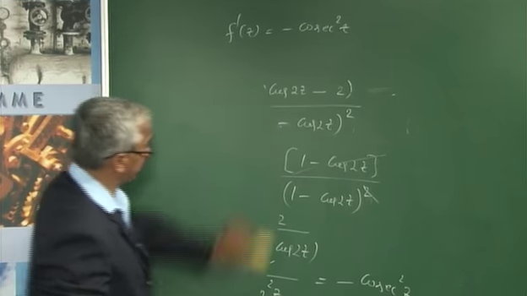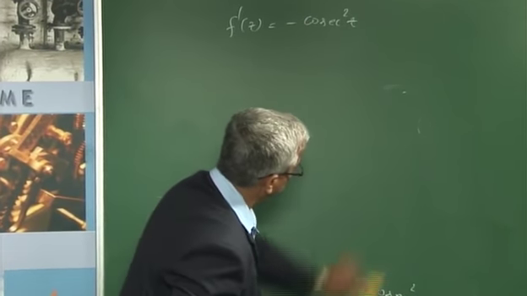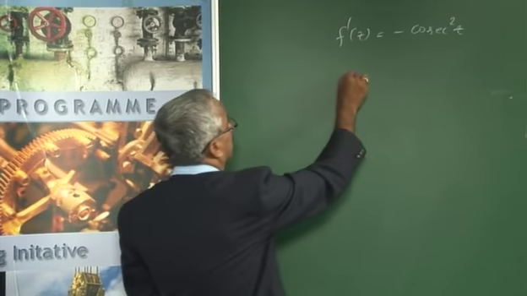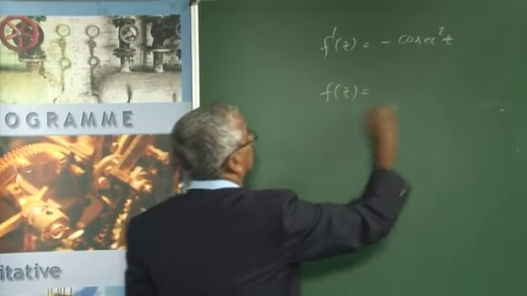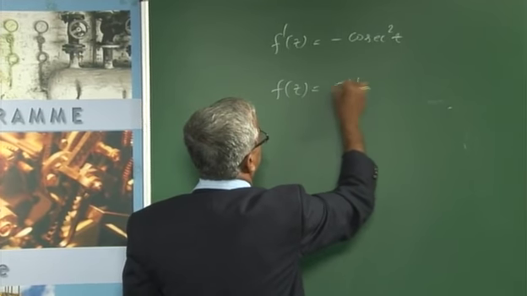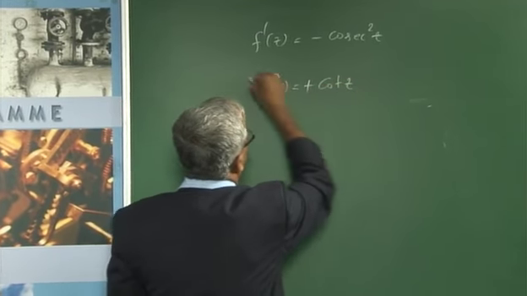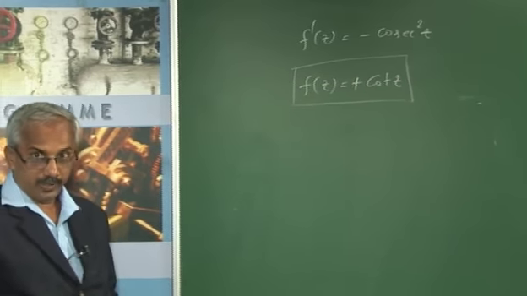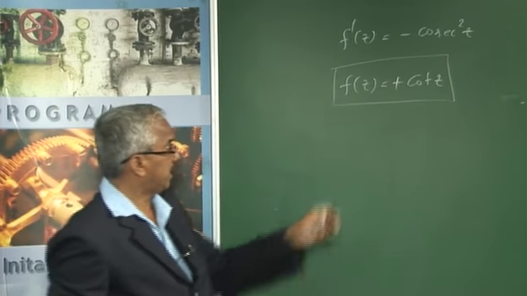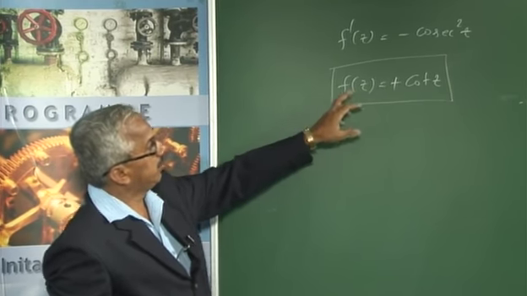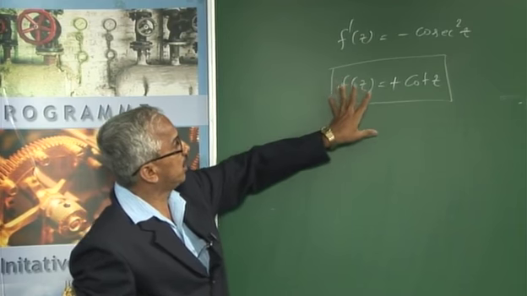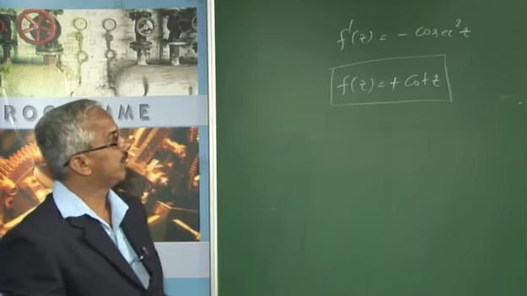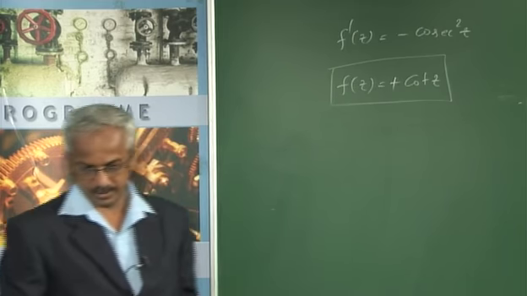Integrate this with respect to z. If I integrate this with respect to z, I get f of z is equal to plus cot z. So we have the real part of the analytic function, and then we construct the total analytic function: f of z is equal to cot z. We have obtained that it is an analytic function.